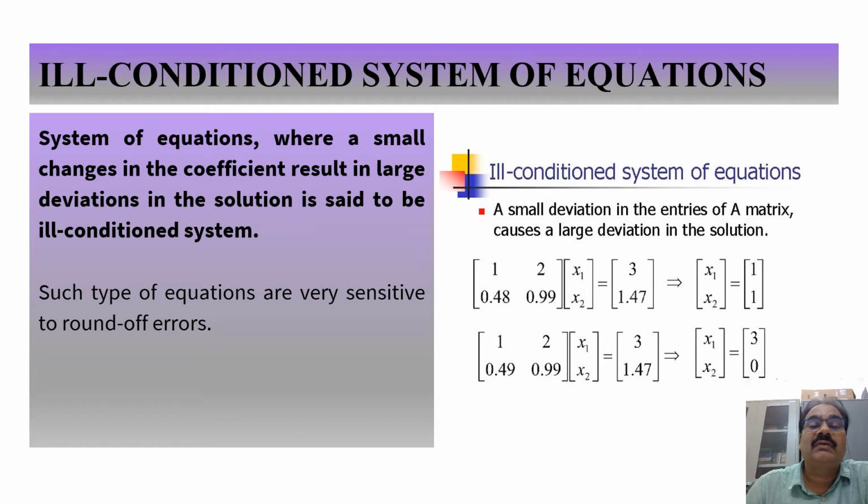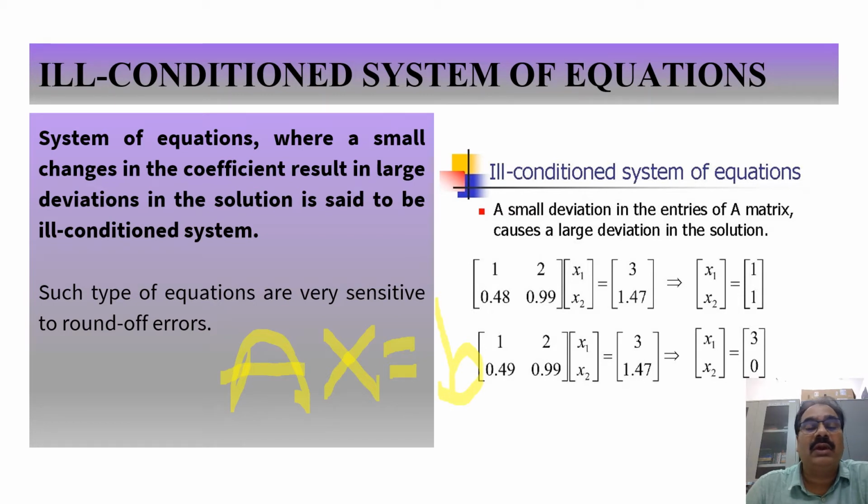A system of equations where small changes in the coefficients result in large deviations in the solution is said to be an ill-conditioned system. Such equations are very sensitive to round-off error. How? Concentrate here and look at the matrix form, because we know the linear system of equations is always Ax = b. So this is a linear system of equations.